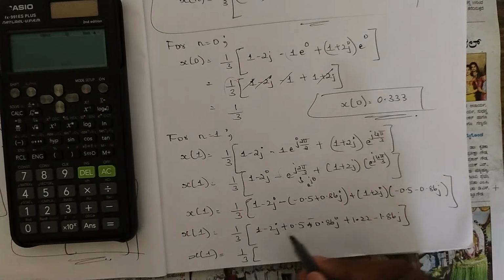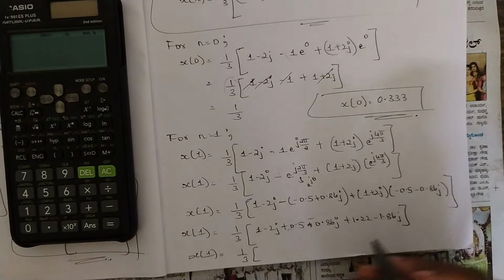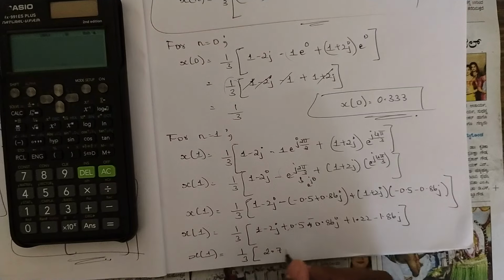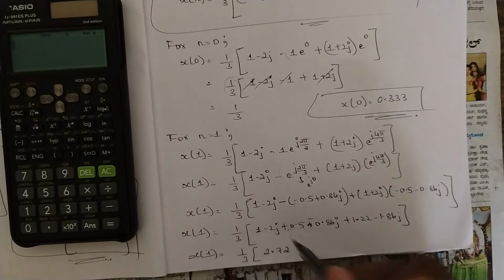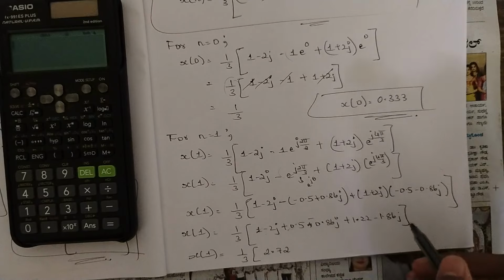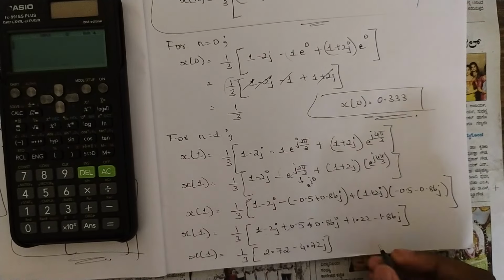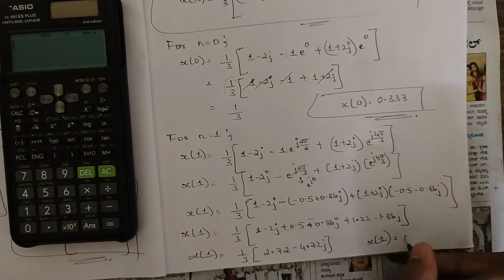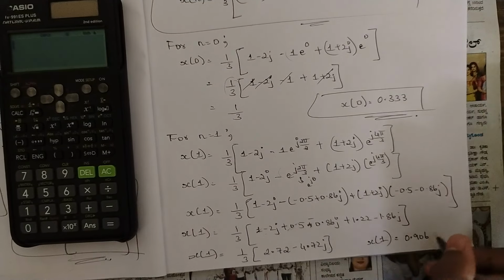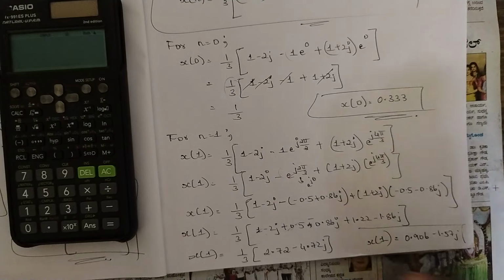First add all the real numbers, 1 plus 0.5 plus 1.22, that would give you 2.72, you can check it later. Minus 2j minus 0.86j minus 1.86j would give you minus 4.72j. This term we should be dividing by 3. Finally our x of 1, if we divide this term by 3, we would be getting 0.906 minus 1.57j. So this is our value of x of 1 here.